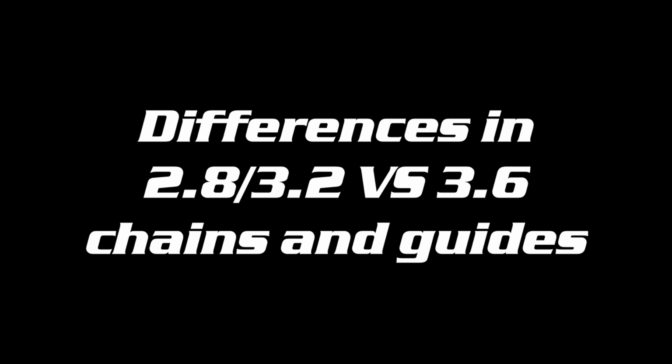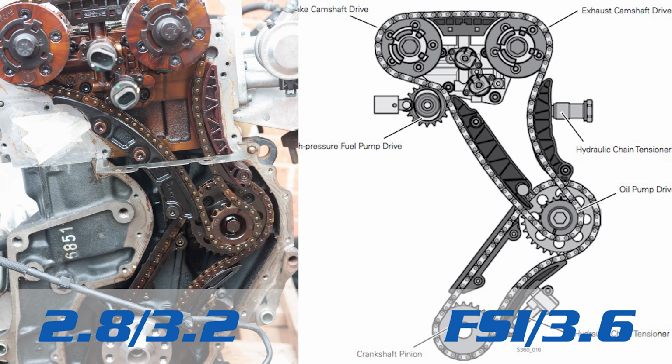Now, one final tip when ordering chains and guides for your VR6 is to make sure you get the correct ones. As you can see, there are clear differences in the chain and guide setup between the two engines, especially when you're looking at the upper chain and left ascending guide setup. You can see that the MPI engines have the chain running over the guide, while the FSI engines have the upper chain running under the guide, and then it runs over the high pressure fuel pump drive.